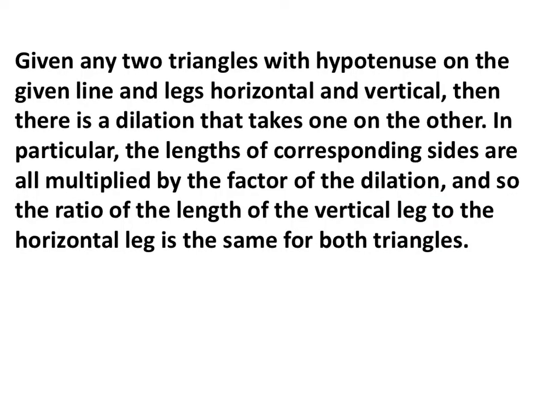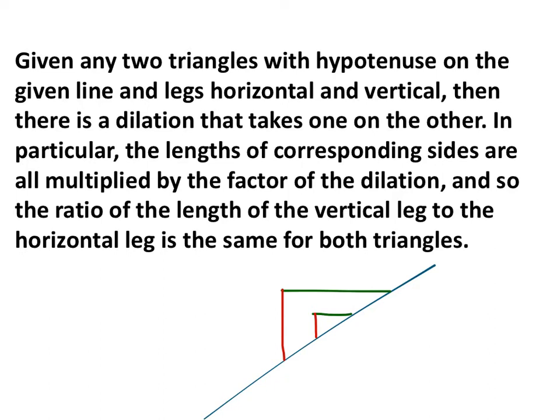So, given any 2 triangles with hypotenuse on the given line and legs horizontal and vertical, so this is kind of what it's talking about. If we had a line like this one, if we were to take a leg here that's horizontal and one that's vertical like this, then there's a dilation that takes one to the other. In particular, the lengths of corresponding sides are all multiplied by a factor of the dilation. So in other words, if I were to make a different triangle like this one, it just means that the big one is a dilation of the small one, or the small one is a dilation of the big one, and it wouldn't matter.